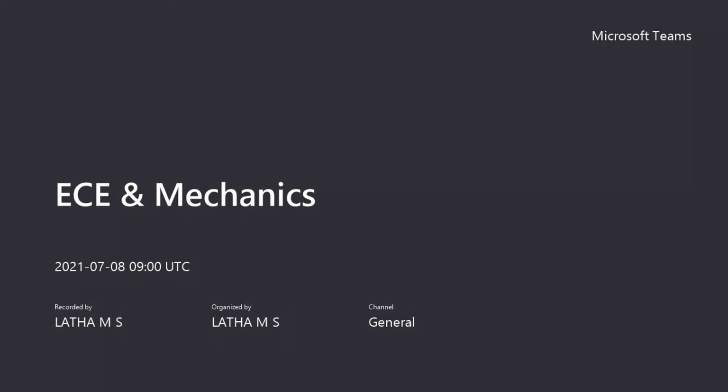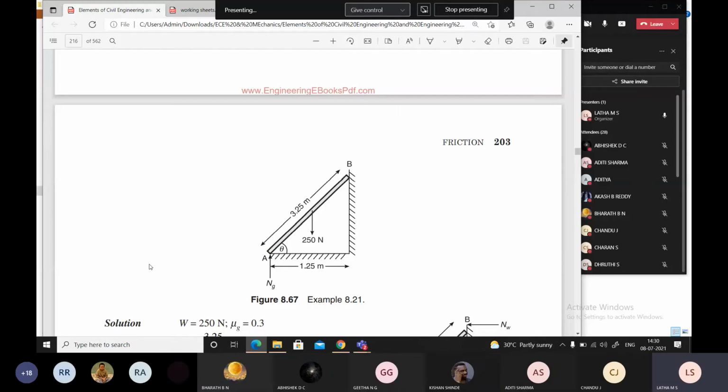Problem. Am I correct? We were talking about the ladder, how the ladder will slide. Students, how the ladder will slide at point B. Can you see the screen, students? At point B, how the ladder will slide. Can anybody tell me how the ladder will slide at point B?